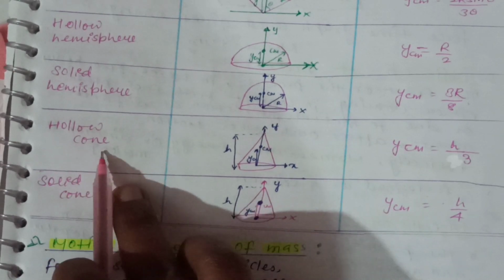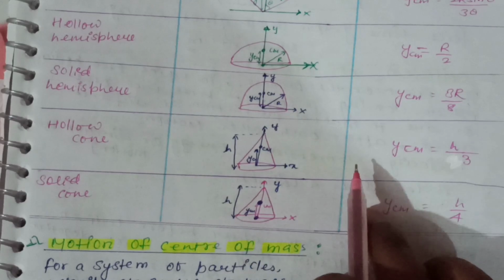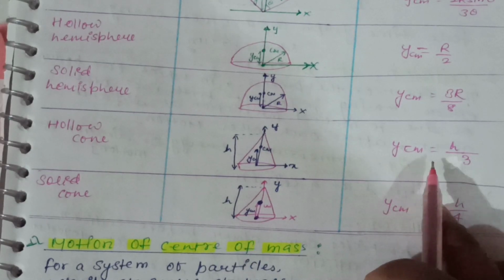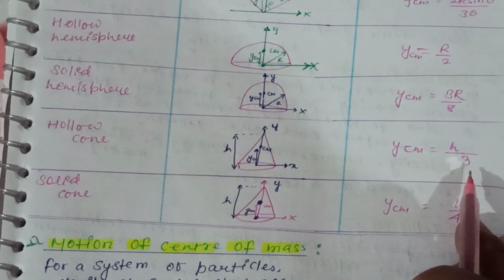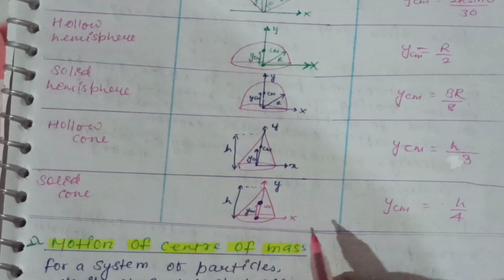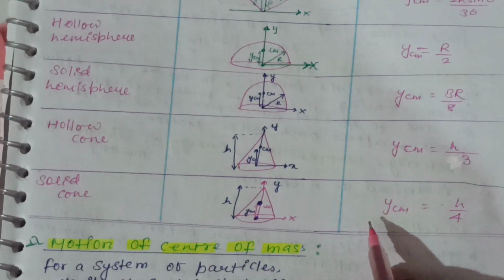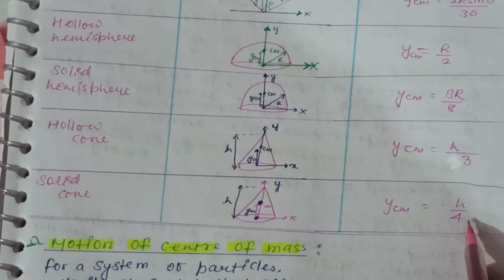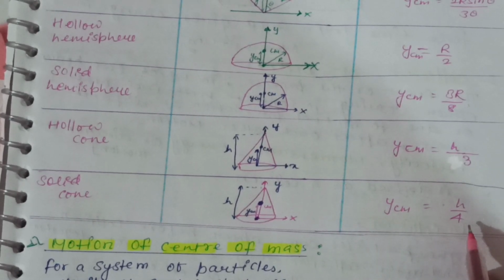Hollow cone: center of mass ycm is equal to h upon 3. Solid cone: positions of center of mass ycm is equal to h upon 4.